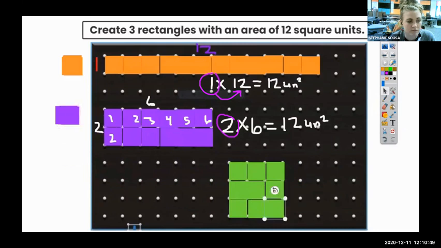Oh, I need to duplicate some squares. 10, 11, 12. Hey, look at that, 12 square units.